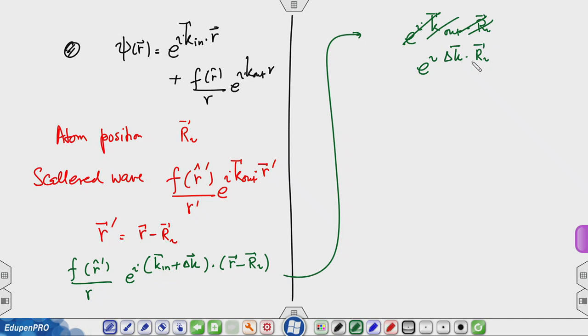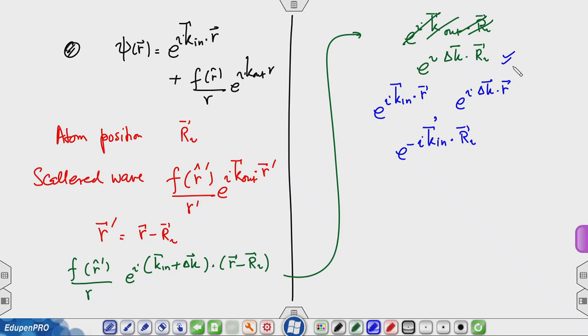So, what happens to other terms? Let us see the terms we have left. One term is e raised to i k in dot r. This is independent of i, so it comes out when I take the sum. The other term is e raised to i delta k dot r, again independent of r i. Third term is e raised to minus i k in dot r i, and fourth term is what we have written out here.